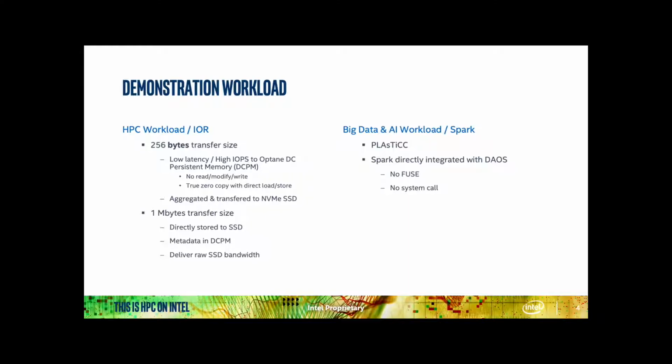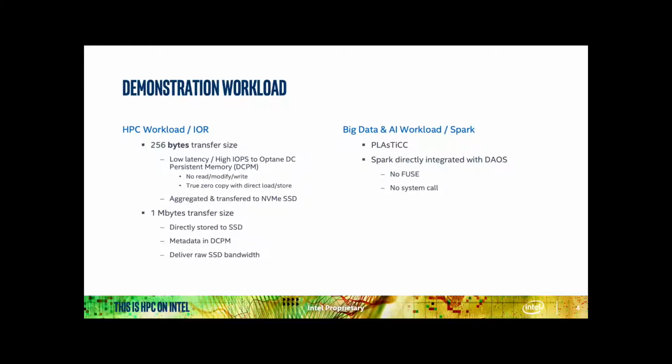The two applications that we will demonstrate today will be Plastic, which is a machine learning astronomy application that runs over Spark. Through this, we will demonstrate how we can access Spark objects through DAOS directly with the DAOS file system API, bypassing POSIX and all system calls, and we compare that to HDFS.